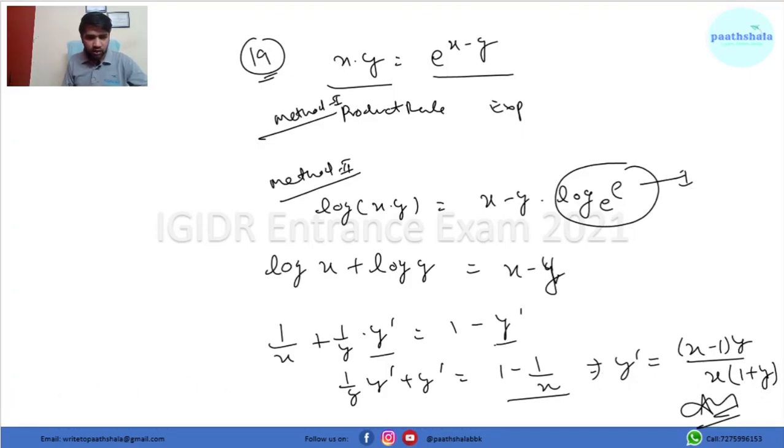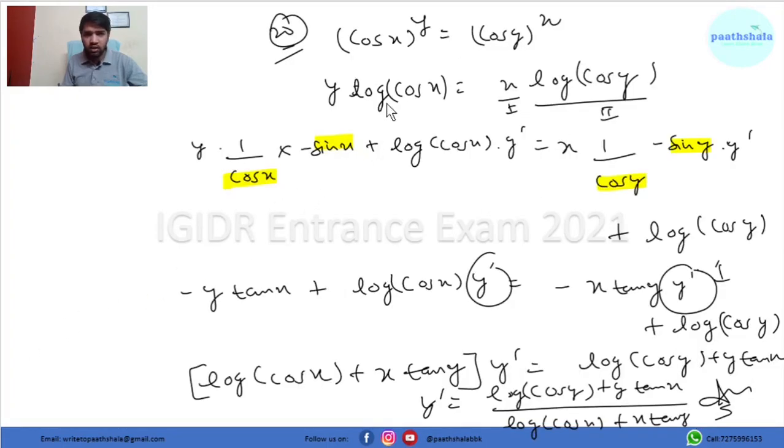Now moving to the last question of the session, that is very important, because such kind of a question can be asked, and these kind of questions have also been asked in the last year exam. So this is cos x to the power y, which equals cos y to the power x. So taking log on both the sides, this will become y log of cos x, and here on the right hand side, it will become x log cos y.